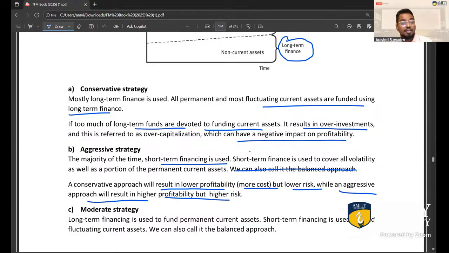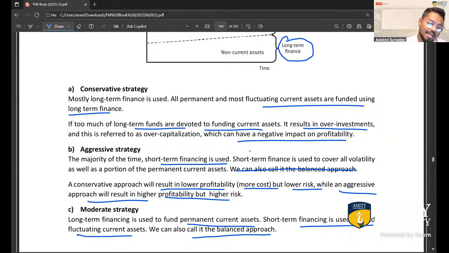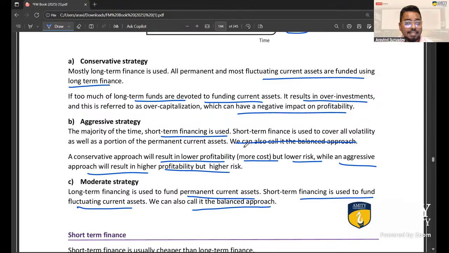Now, the moderate strategy, on the other hand: long-term financing is used to fund permanent current assets. Short-term financing is used to fund fluctuating current assets. We can call this the balanced approach. Absolutely. I hope that makes sense, guys. Depending on what kind of current assets we're dealing with, use either short-term or long-term finance. That is the moderate strategy.